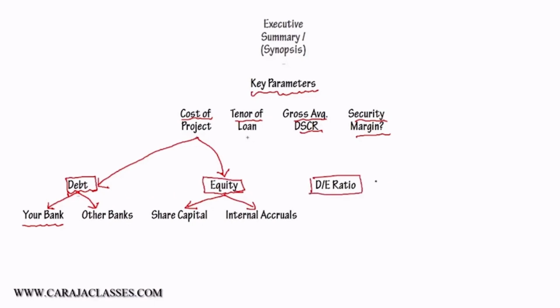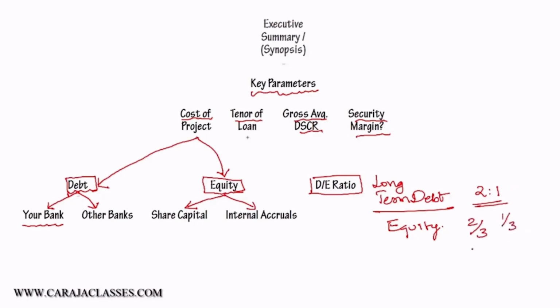So what is debt equity ratio? Basically it is the long term debt divided by the equity brought in for the project. Generally banks will keep a level like 2:1, that is, it should not go beyond 2:1. So 2:1 means 2/3 can be debt and 1/3 can be equity. That is, to summarize, 67% can be debt and 33% contribution should be in the form of equity. So that also gets captured at the executive summary level itself.